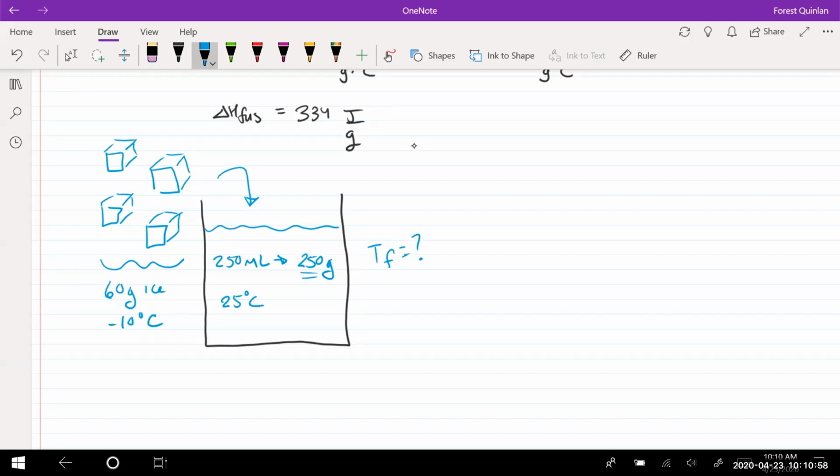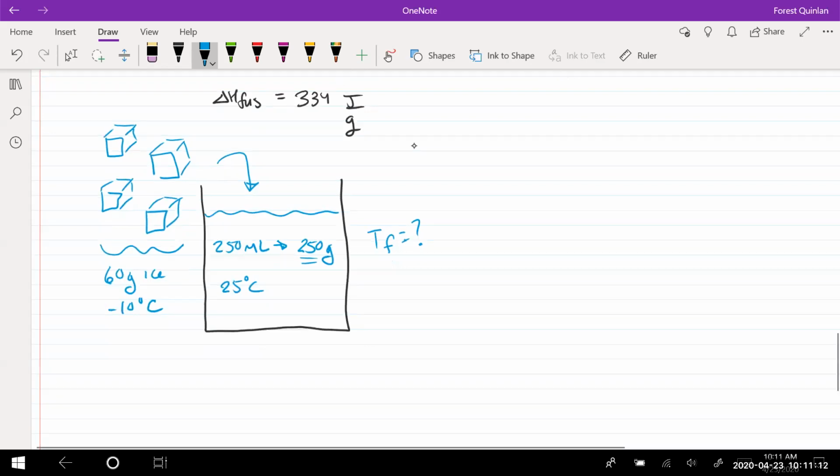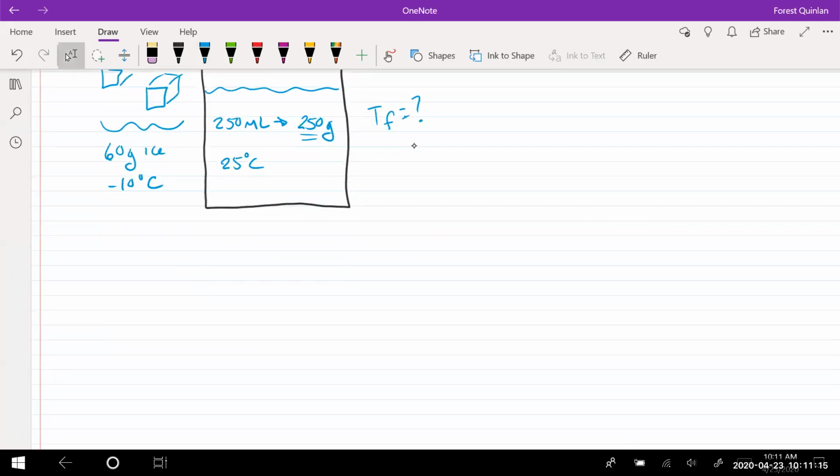Now, if I can, I draw a cute little picture of it. If I can't, I will do the following: I want to note what is happening to each piece of the system. So I have 2 things here. I have ice, and I have the actual liquid water. So we need to ask ourselves what's going on to each of these pieces of our system. And I'm going to start with the easy one.